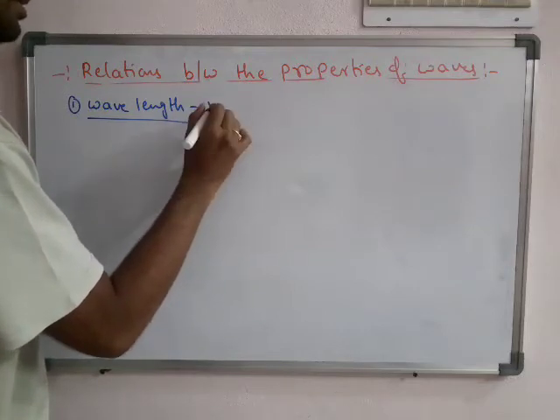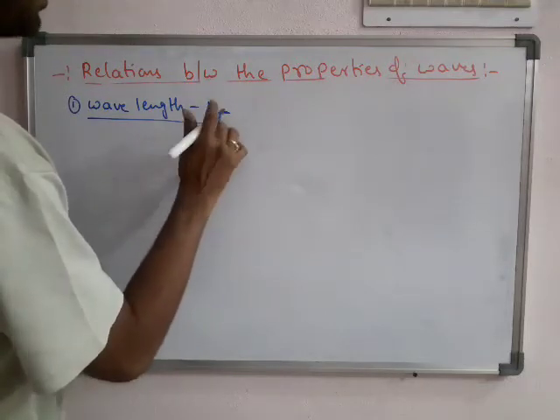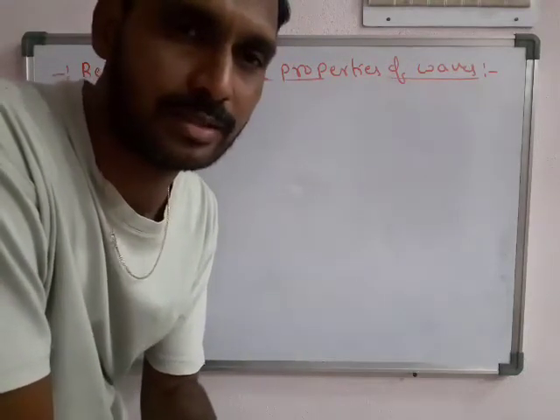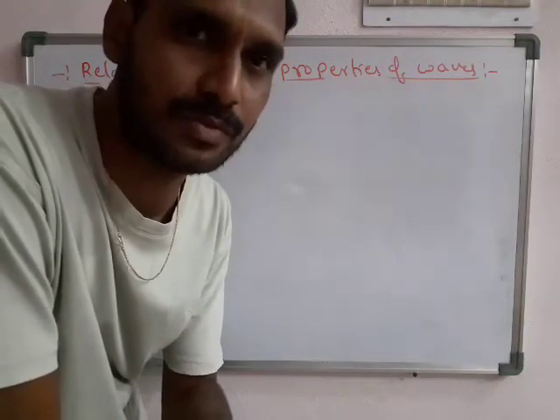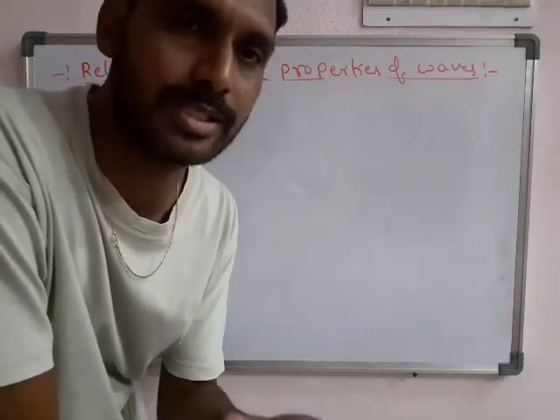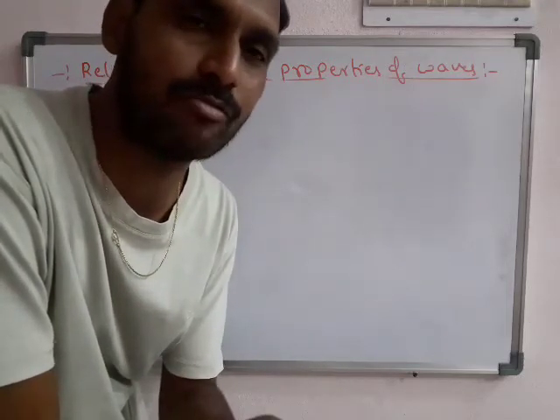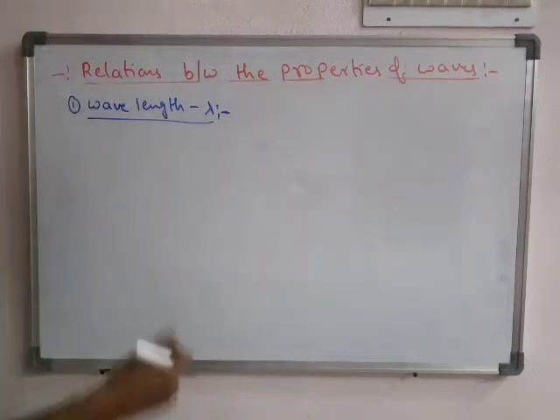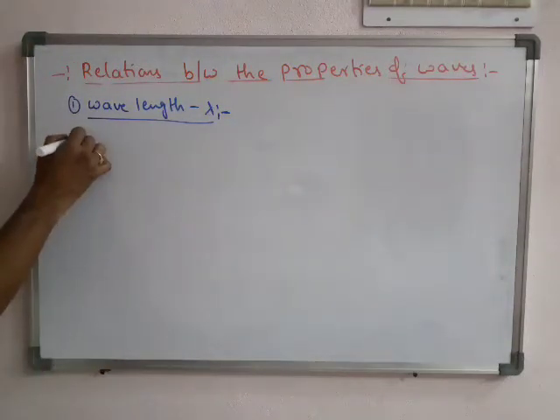Can you remember this definition? So what is lambda? The distance between two successive crests or two successive troughs in a wave is called the wavelength, lambda. We know that different units are also there.